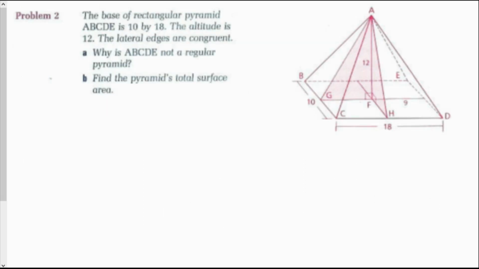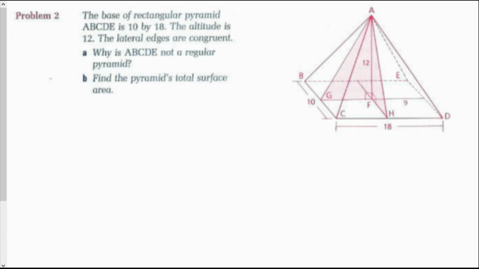Problem 2. The base of a rectangular pyramid ABCDE is 10 by 18. The altitude is 12. The lateral edges are congruent. Why is ABCDE not a regular pyramid? And find the pyramid's total surface area. So ABCDE is not a regular pyramid because it does not have a regular base. Notice I have a length of 10 and a width of 18. If it was a regular base, it would have both length and width be the same. So this is not a regular pyramid because it does not have a regular base.